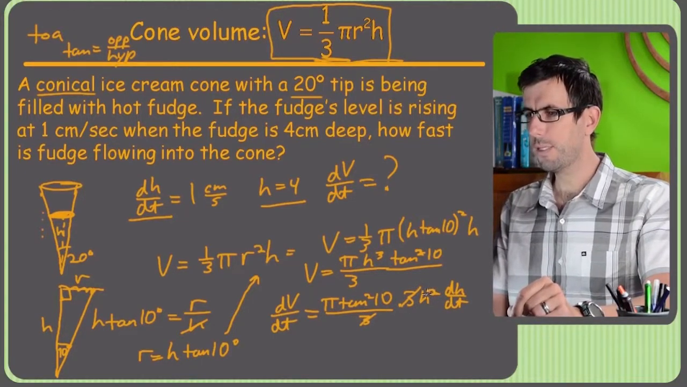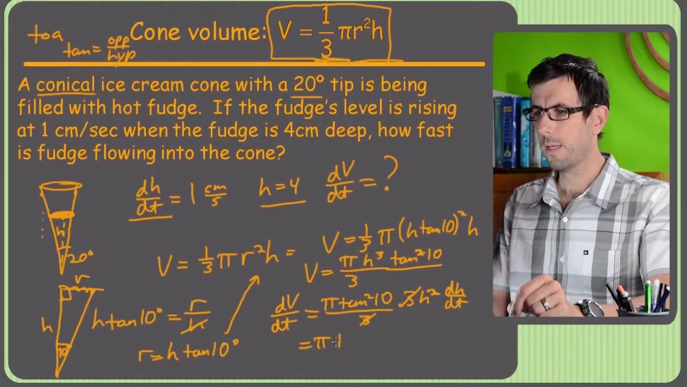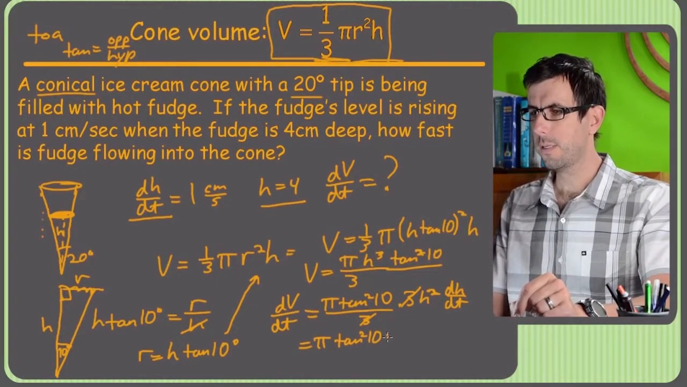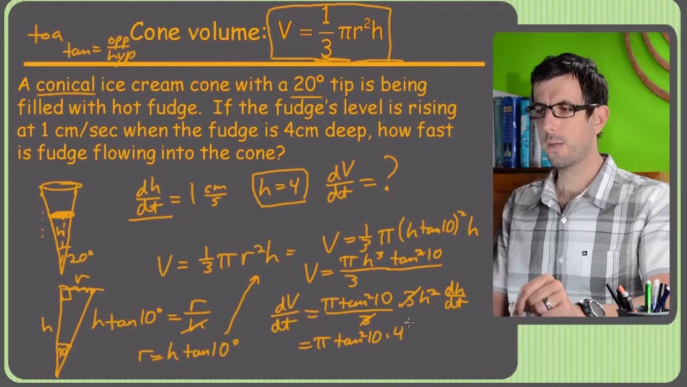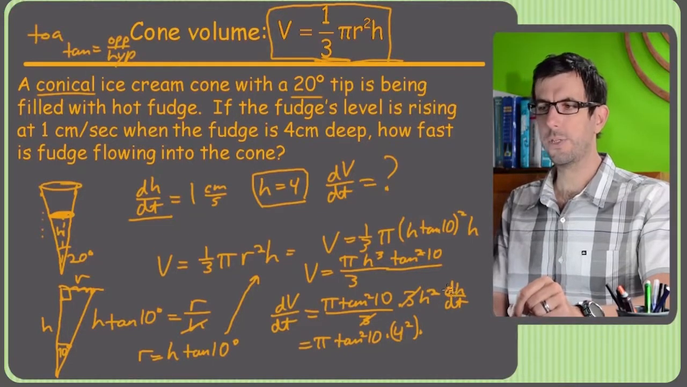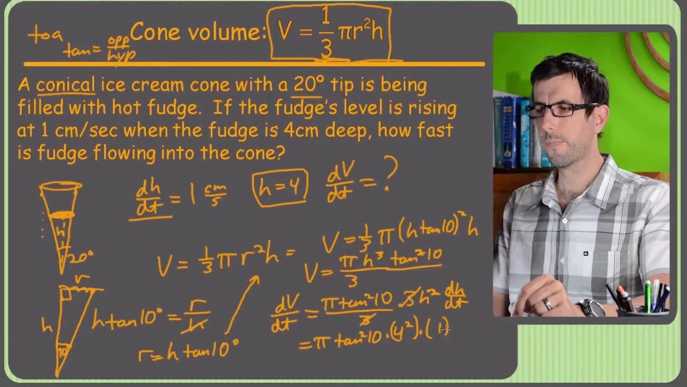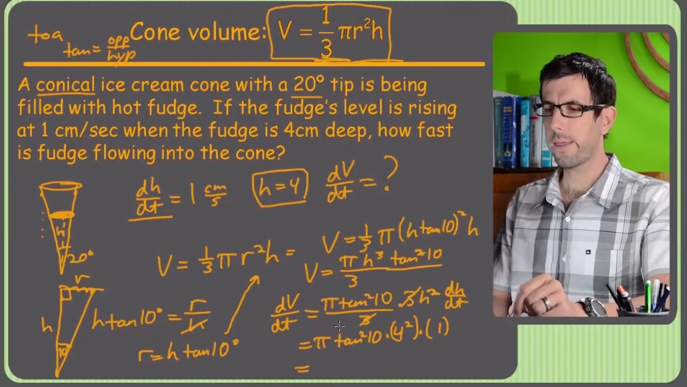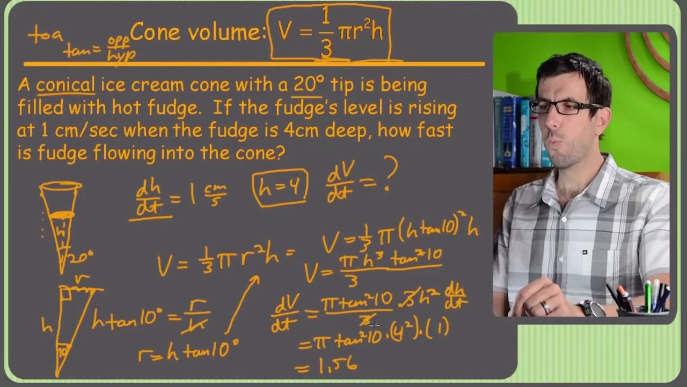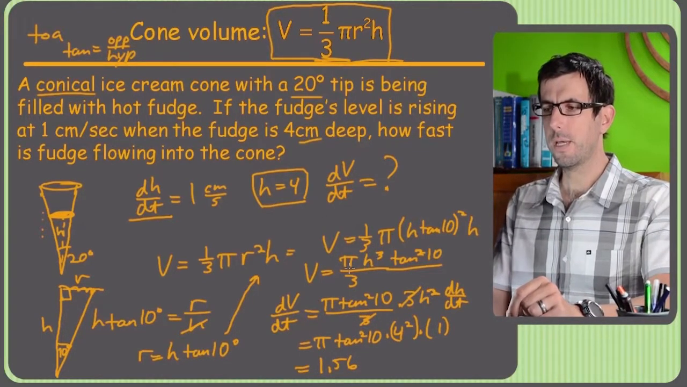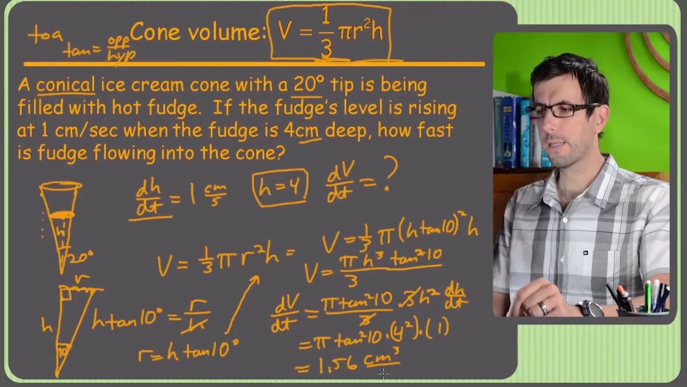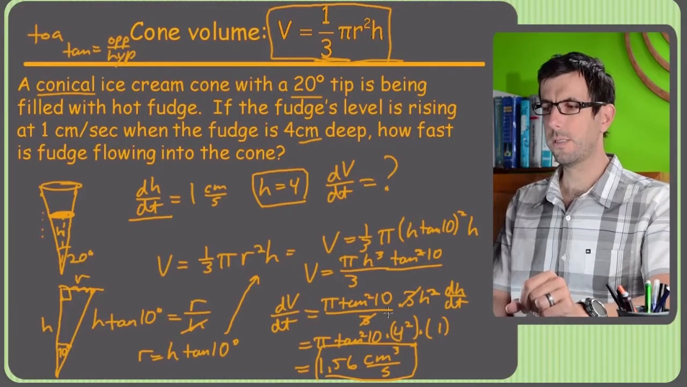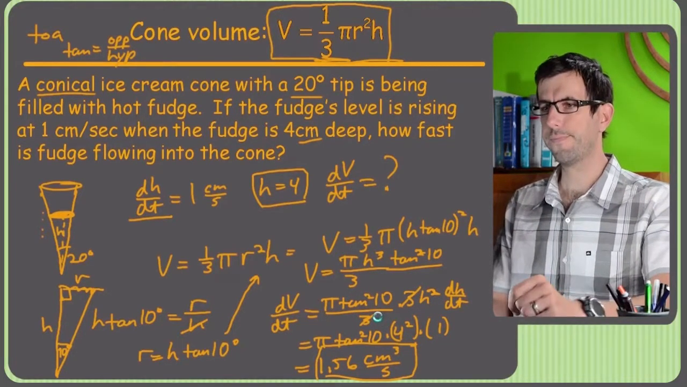That 3 gets canceled by that 3. And now I've just got a lineup of stuff I can plug in. So it's going to be pi tan squared 10 times, now h we know, because they said when h equals 4, so 4 squared. And dh dt, they told us is 1. Alright, so that you're obviously going to have to type into a calculator, and I got 1.56 when I did that. What are the units? Well, let's see, we got centimeters. Now volume is centimeters cubed. And what is time? Looks like seconds. Alright, good stuff. Let's check out the next problem.